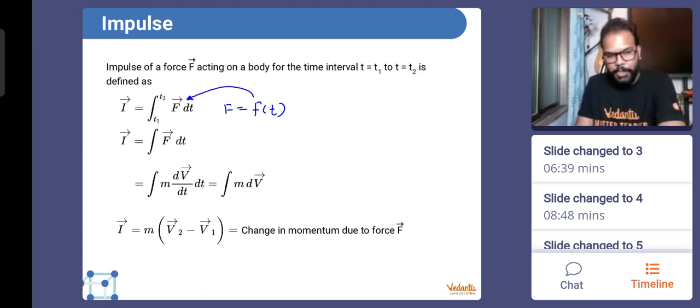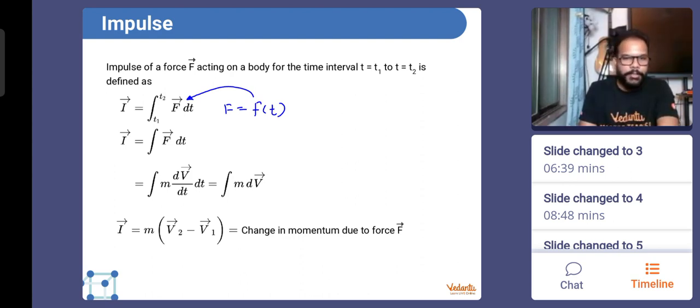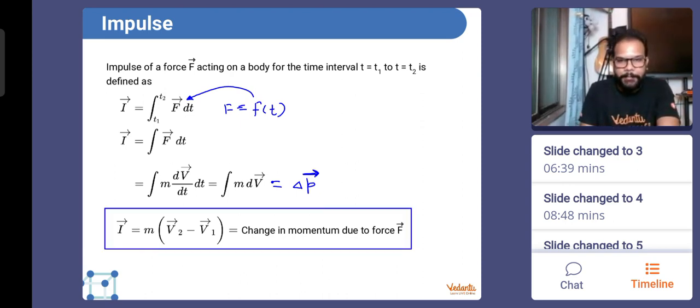You can write force as mass into acceleration if required, and acceleration can be written as dv by dt. So you can also write it as the integral of m dv, which is also telling you that it is nothing but change in momentum. It's the same thing which we wrote in the previous slide. So remember, this is a very important confusion for us mathematically. You will integrate for calculating the impulse only when the force is variable. Remember that.